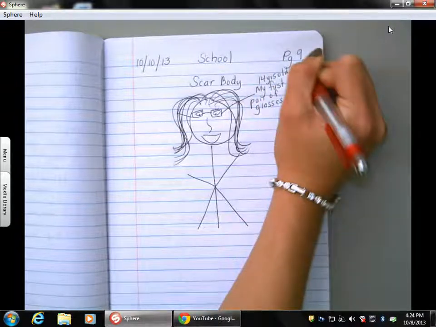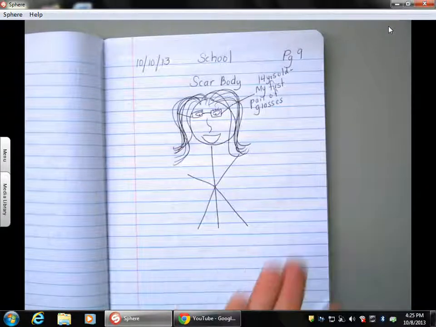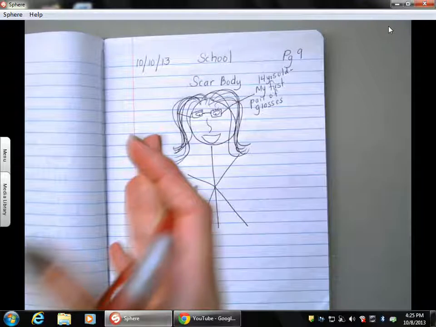Now, why is this called a scar body if we're putting glasses on here? Because I can remember like it was yesterday when I got those glasses. And I was saying to myself, how am I going to wear these glasses in school? I'm going to look so silly. But I didn't. I didn't look silly at all. I picked out some really wonderful frames, and I loved wearing my glasses because it helped me see. So this is a really important part of my physical features that I do remember.